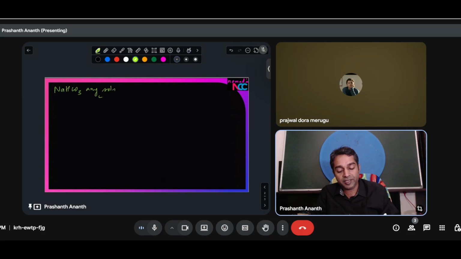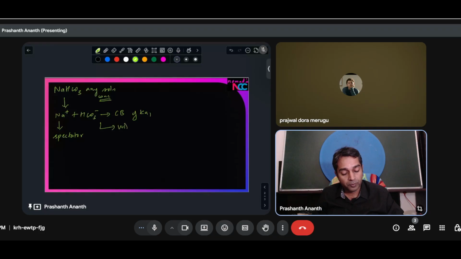in any solution, any concentration basically. If I have only NaHCO3, this will break into Na plus and HCO3 minus. Na plus is a spectator anyway, so we don't need to care about it so much. This HCO3 minus is both the conjugate base of Ka1 and the weak acid of Ka2.